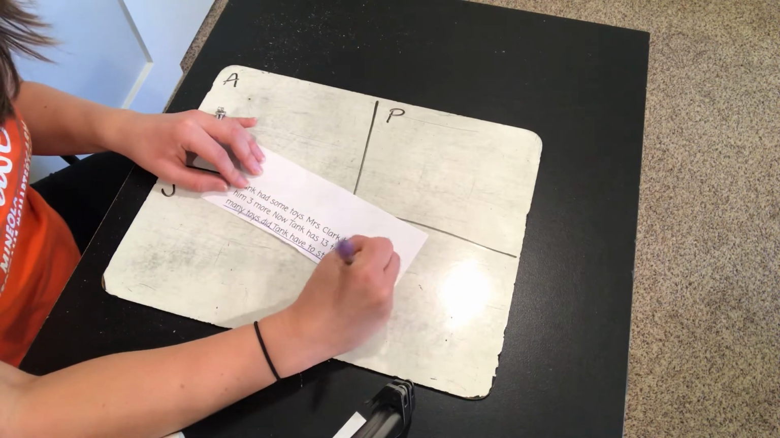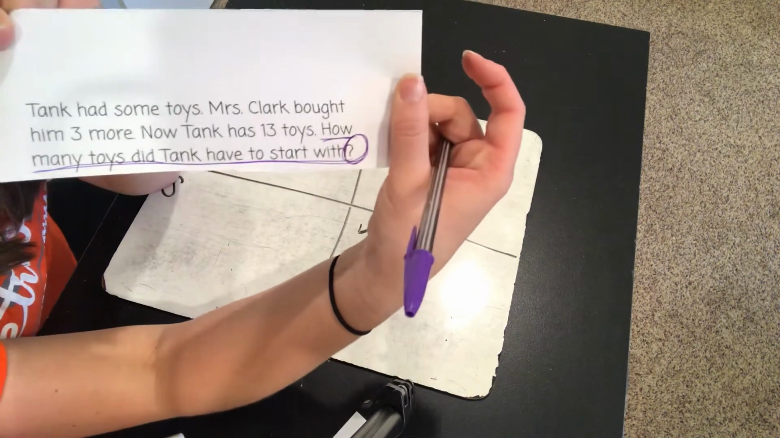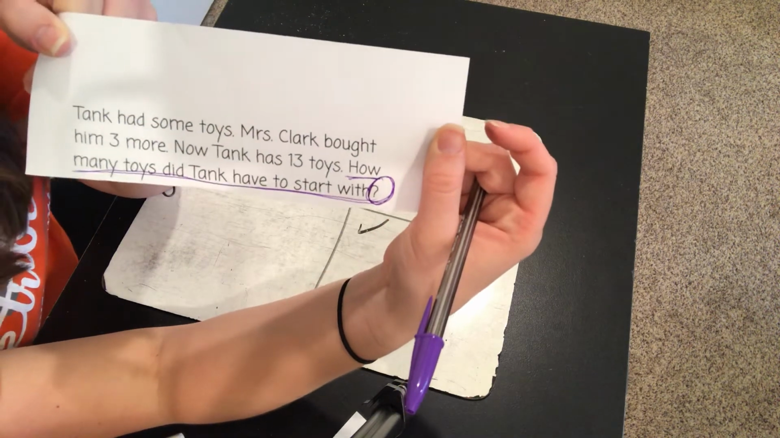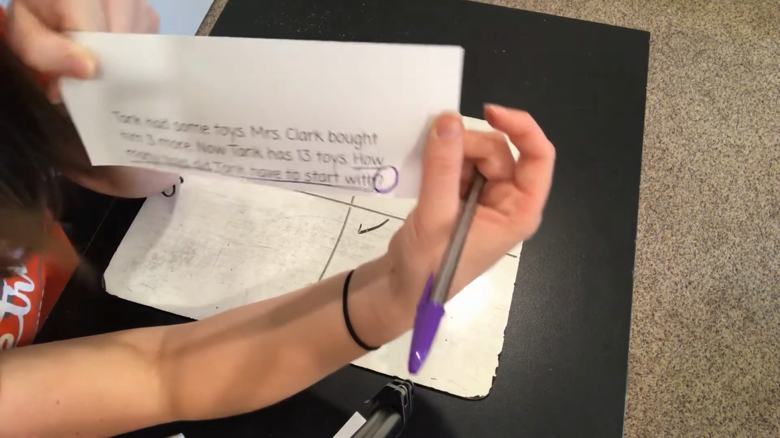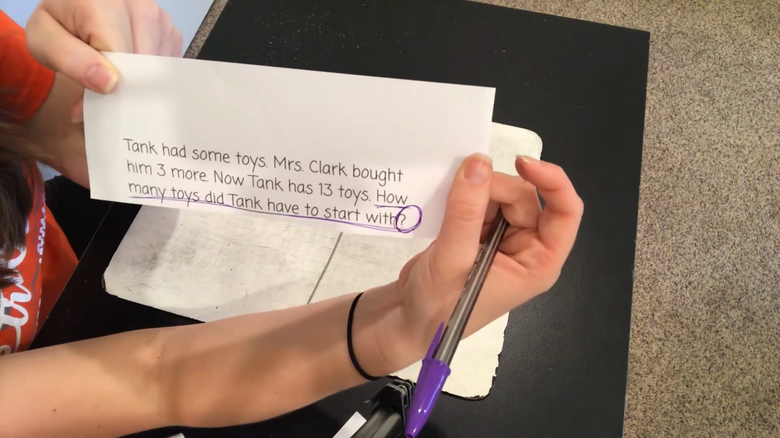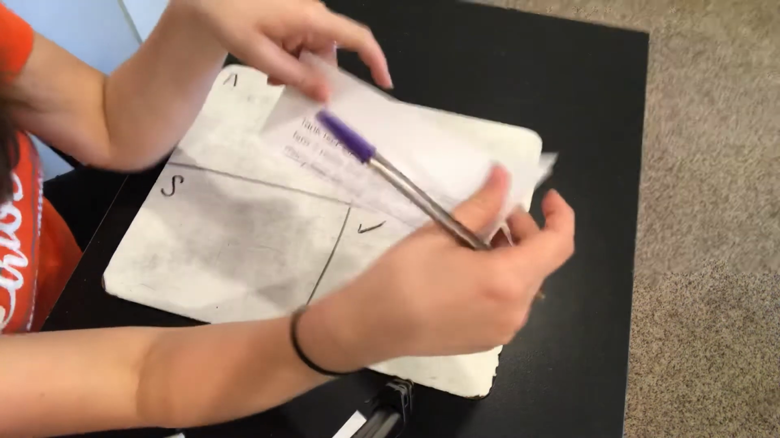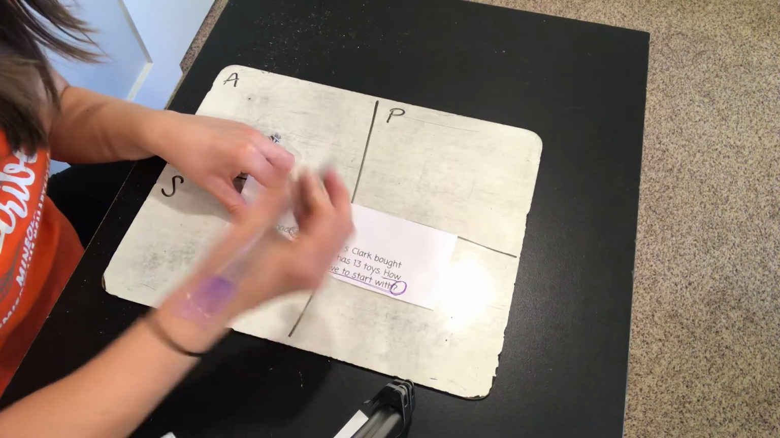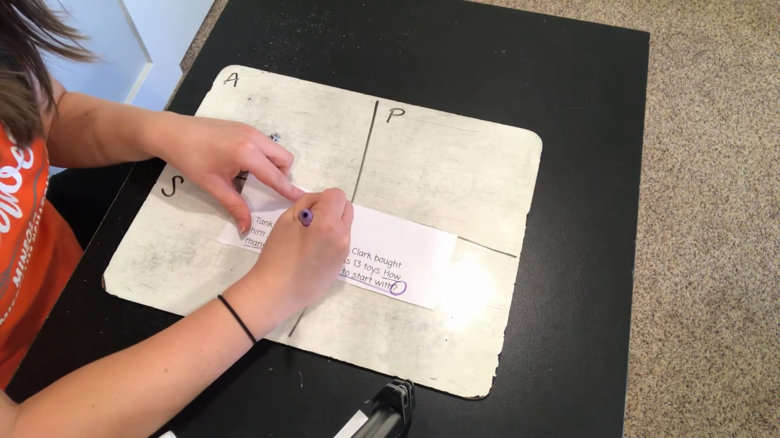And there's my big old question mark, because I've got to answer this question. How many toys did Tank have to start with? Now let's listen to each sentence and find the important information. Tank had some toys. What's important there? The word some. Some is important because it helps me to know something's missing. I know he had some, but I don't know how many, so I'm going to put a question mark above that.